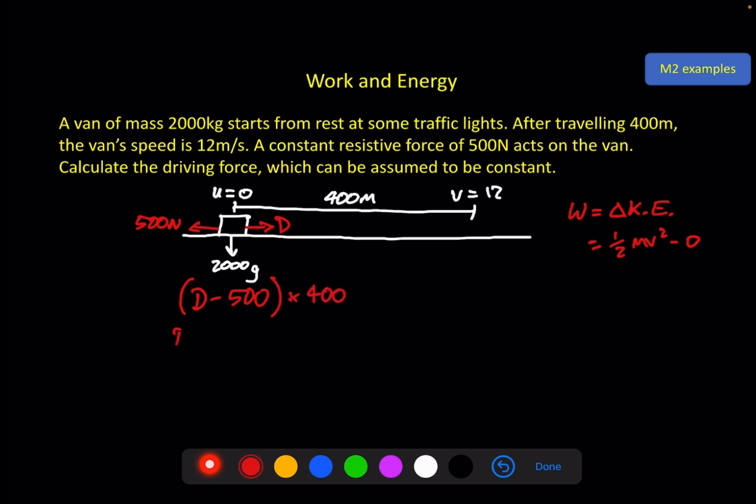same as doing the driving force times the distance travelled, that's the work done by the driving force, minus the work done against resistance because it's in the opposite direction. Whichever way you think about it, you can see obviously they're the same thing. So that is equal to 1/2 times the mass, 2000, times the final speed 12 squared. If we put all of that on a calculator, I get the final answer 860 newtons for the driving force.